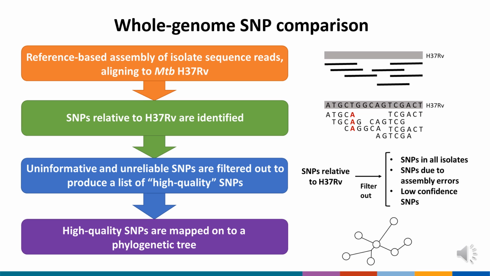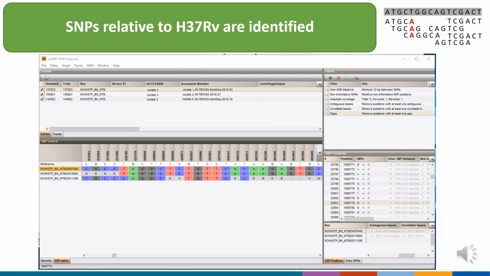Once we have sequence reads assembled by aligning to the reference genome, we can identify SNPs relative to the reference sequence. This is showing the SNP analysis window of the Bionumerics software that is used for the whole genome SNP comparison. In this example, we will be analyzing 3 isolates that are all the same genotype. In the top portion of the window, there is some information about those 3 isolates.